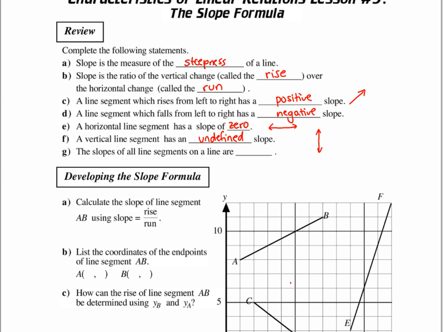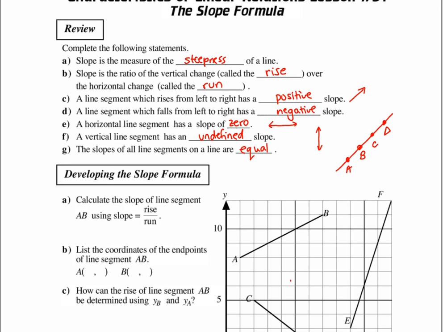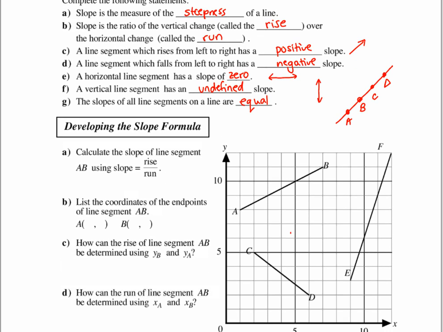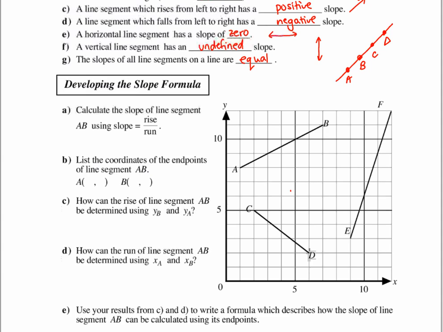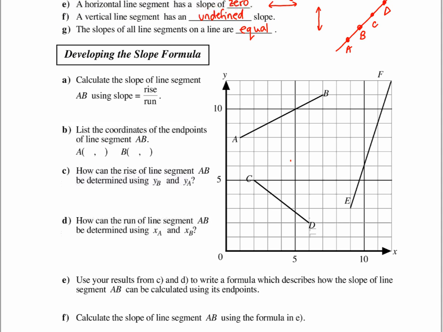The slopes of all line segments on a line are equal. So what they're saying is all line segments, AB, BC, AD, they're all going to have equal slopes if they're on the same line. They're called collinear. Okay. All right. So we're just going to look at part of this example. So let's just look at AB and ignore CD and EF for now.